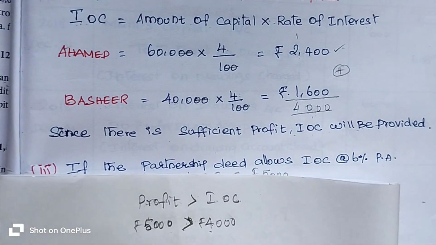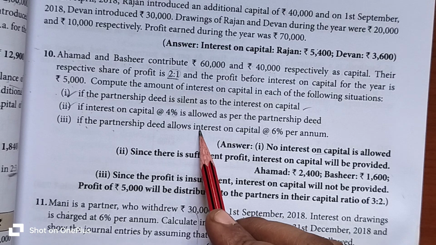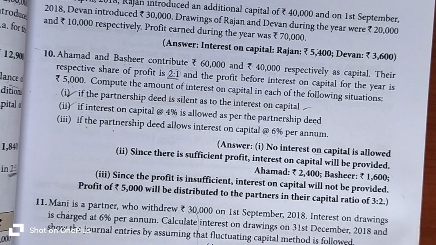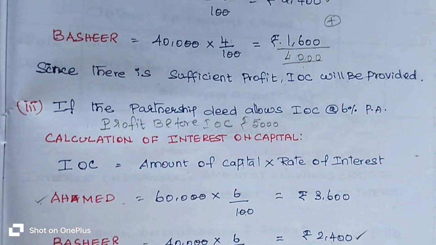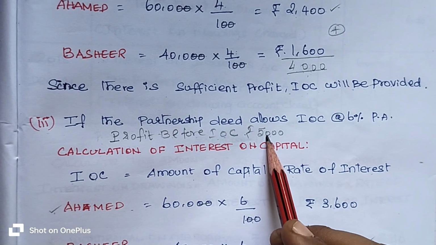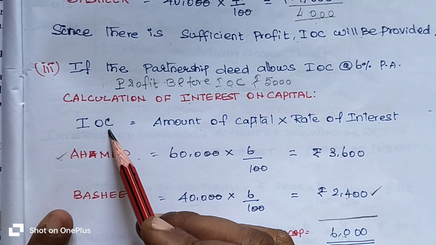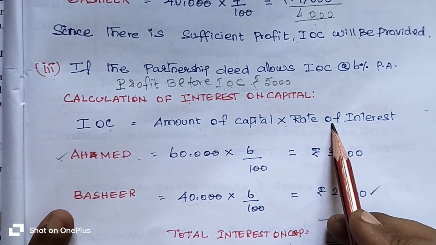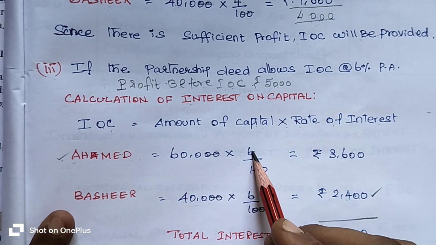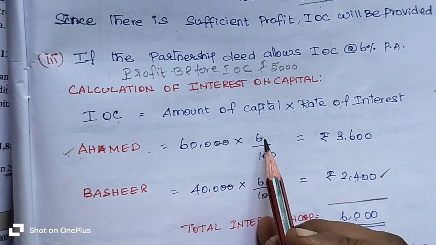Then what is the third situation? The third situation is if the partnership deed allows interest on capital at the rate of 6% per annum. So how can you calculate? First you have to write profit before interest on capital, 5,000 rupees. What is the format of the interest on capital calculation? Amount of capital into rate of interest. Okay, Ahmad's amount of capital is 60,000 rupees. Rate of interest they have given here is 6% per annum, which means 6 by 100.